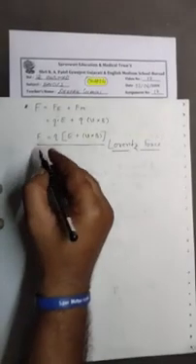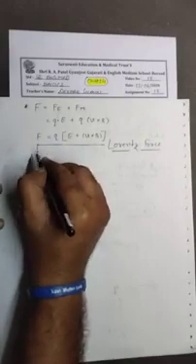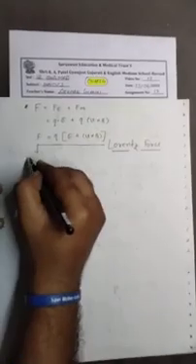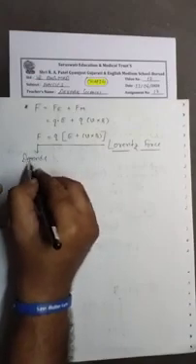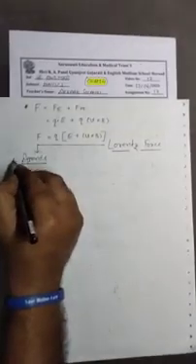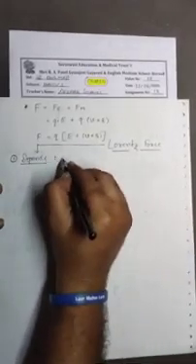From this equation we will come to know a few points. Which points? Let us see. This force, Lorentz force, depends upon Q, that is electric charge.